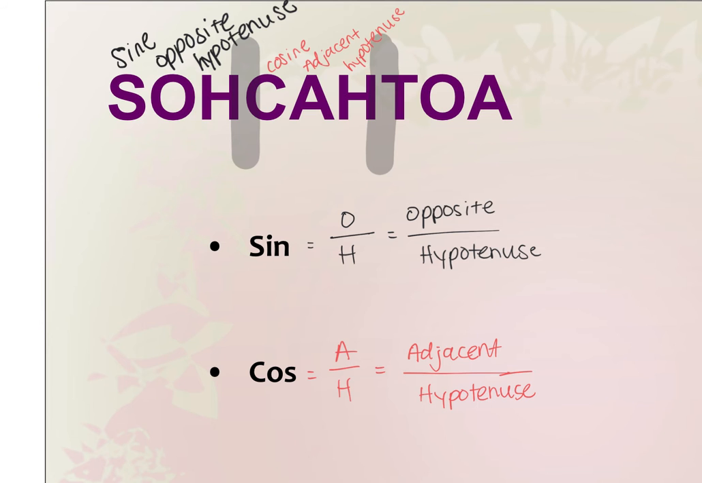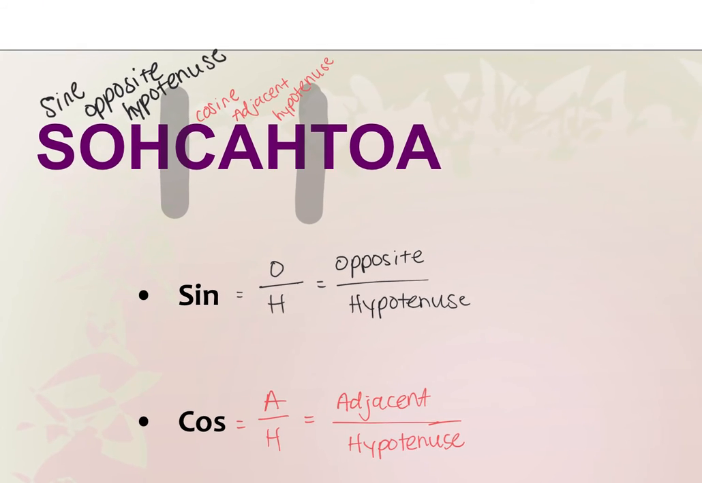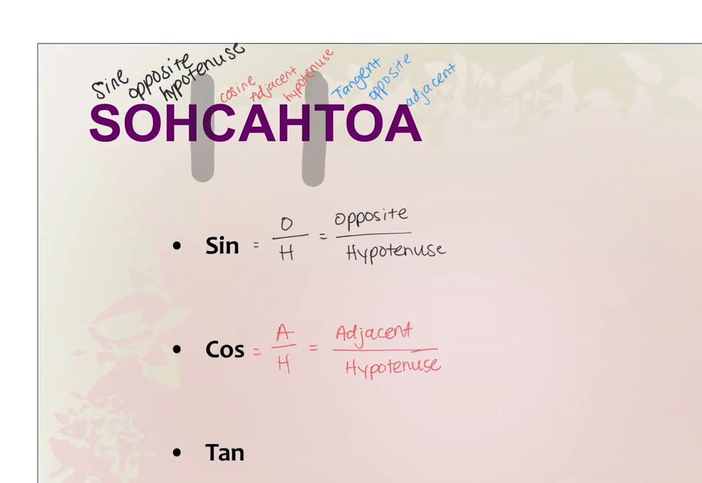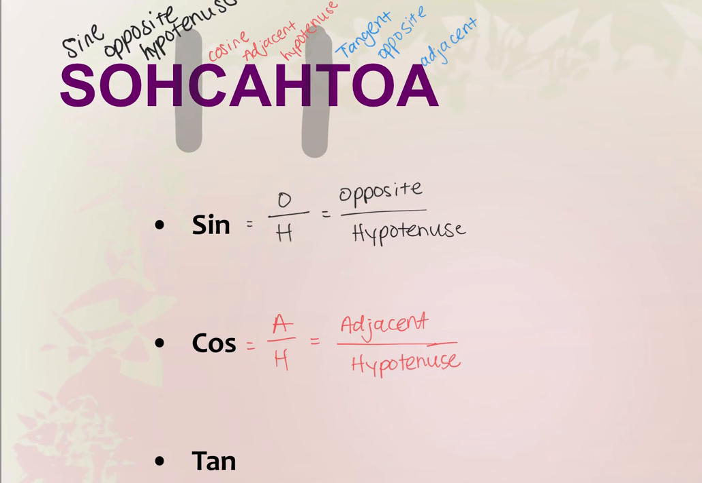And our last one, tangent. T stands for tangent. O stands for what? Opposite. And A stands for adjacent. So tangent is the opposite over the adjacent, or O over A.